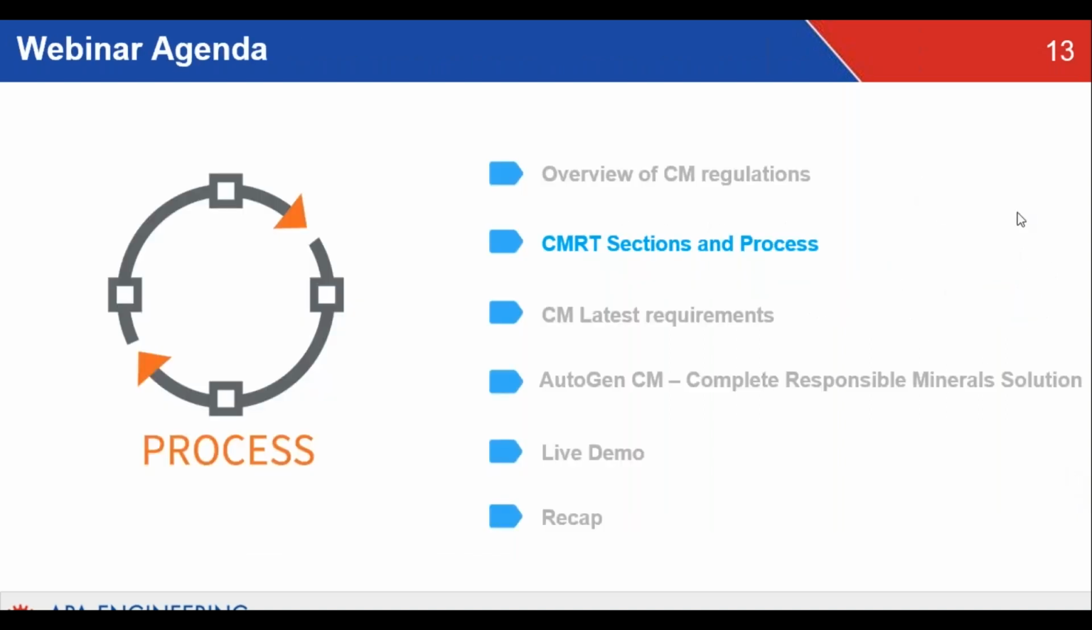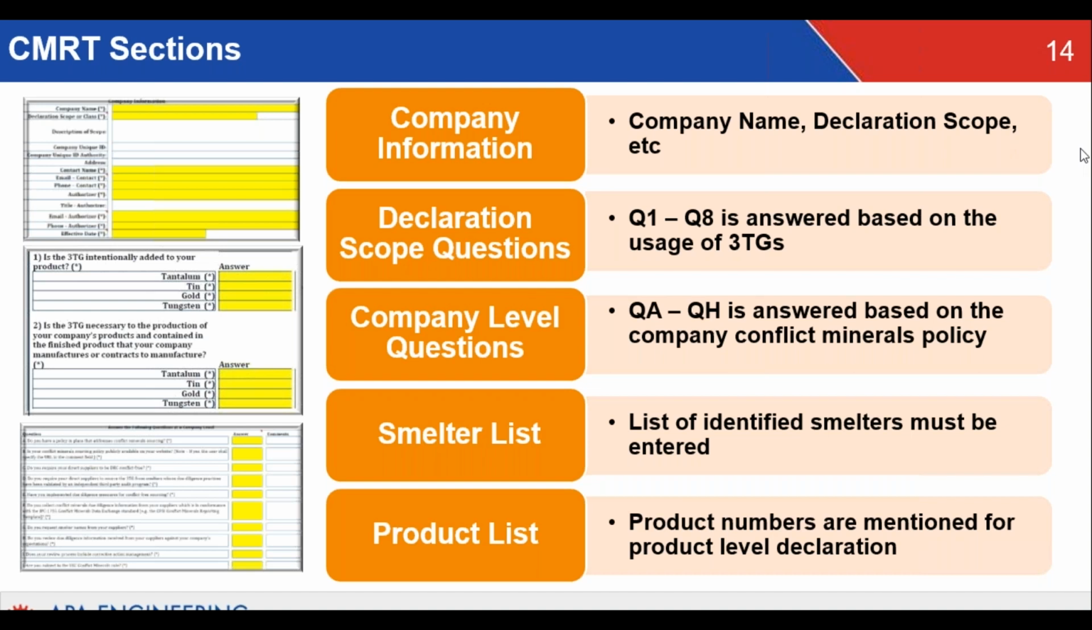Okay, so we are in the second section, where we are going to see what is available with the conflict mineral reporting template and its process. The conflict mineral reporting template came through RMI, and this is a standard that is used by both the US and the EU. The reporting template consists of five major sections. The first is your company information, where you give the details of your organization, the scope of your reporting, and those sorts of questions.